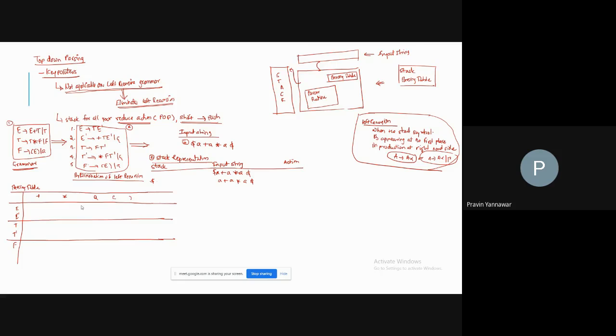Now how can I reach a? If it is a in the input string, I need to go with the production of a. As far as this is concerned, E implies TE', right? So E implies TE'. Then what is T? T implies FT', right? T implies FT'. Just a minute.